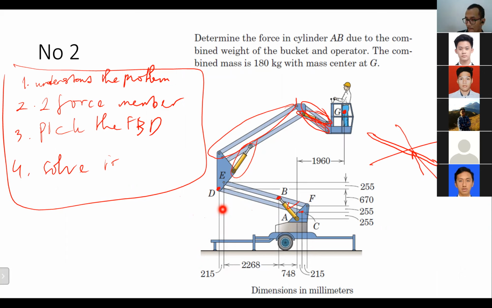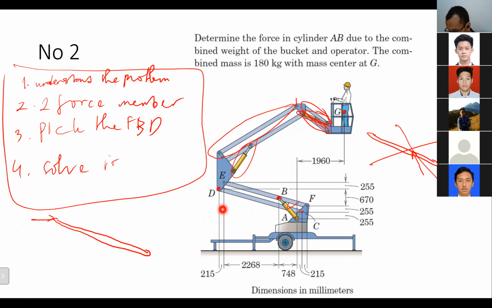Anyone here? Maybe EF, from the bottom until E. EFB. Okay. EF and AB, yeah, but AB will be in that particular free body diagram. AB will be an external force there, right? So yes, correct. EF there is the one that we need to solve in order to solve for AB.